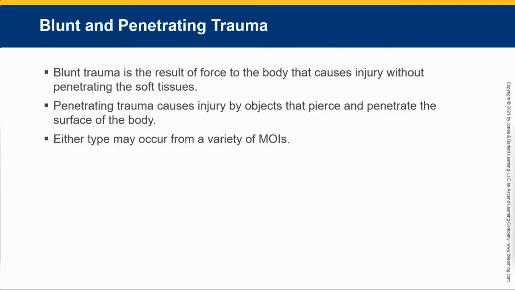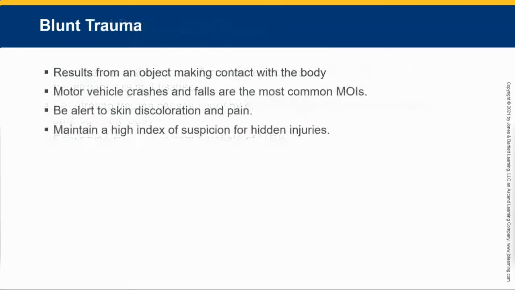So trauma is actually split into two categories. You have blunt and penetrating trauma. Traumatic injuries can either penetrate into the body itself, or they can exert a force on the outside of the body without breaking the skin. So when we exert a force on the outside of the body without breaking the skin, that is known as blunt trauma. Whereas when the exterior surface of the body is compromised and the internal part of the body is exposed to the outside, that is what we call penetrating trauma. But either type can occur from a variety of different mechanisms of injury.